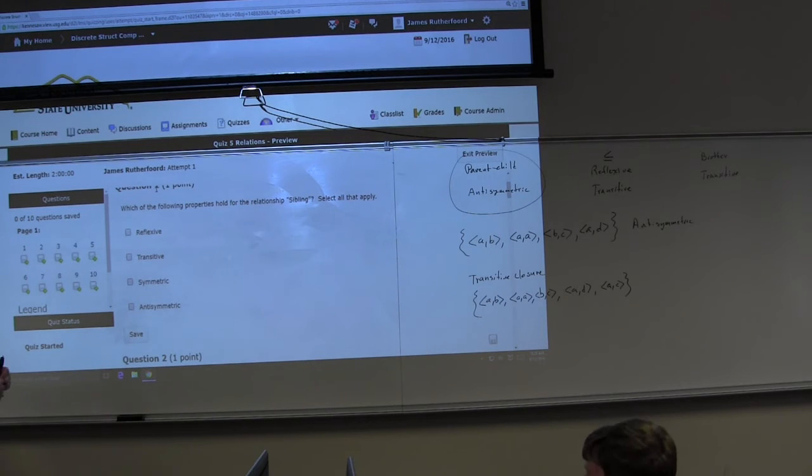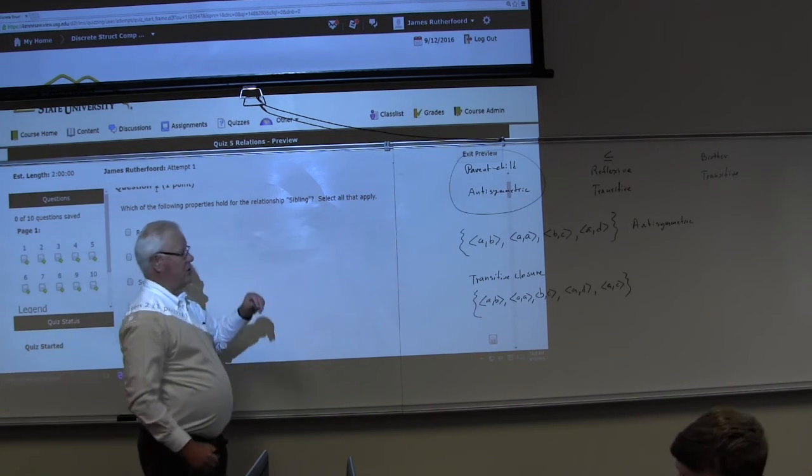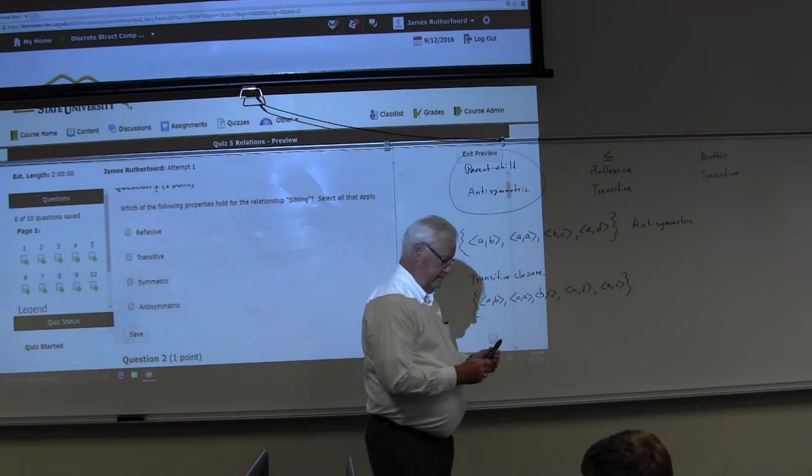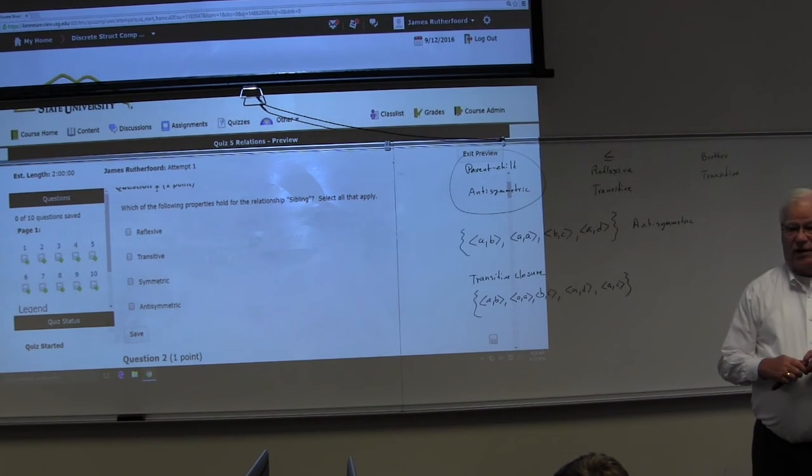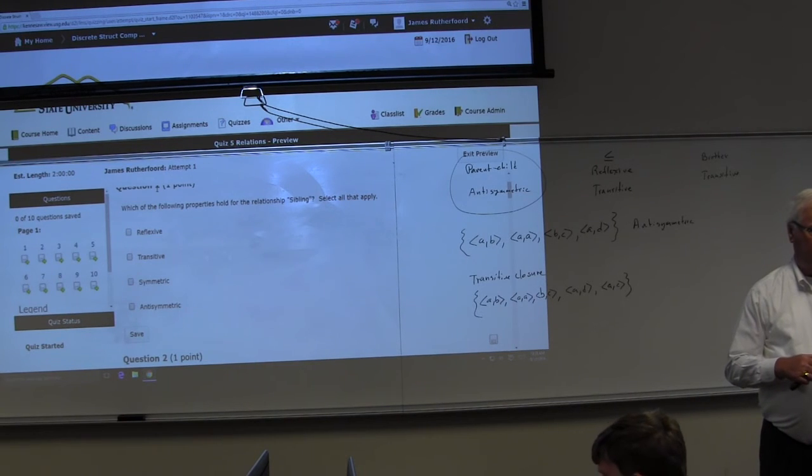So, which of the following properties holds for the relationship sibling? All right, now sibling is a little different than the brother-brother thing we talked about a little while ago, right?